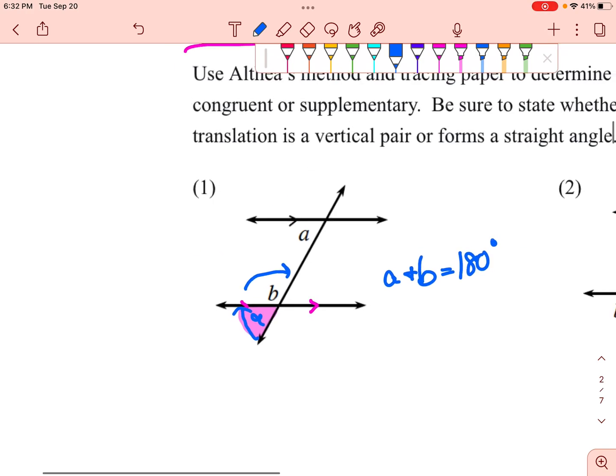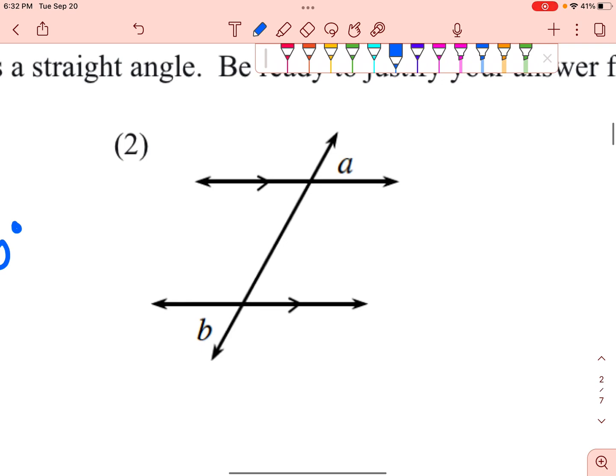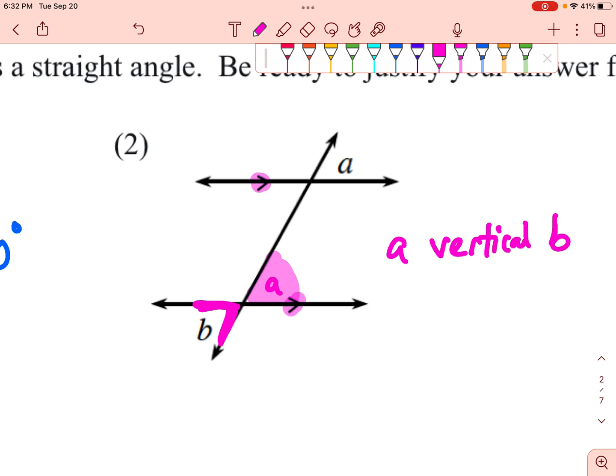Okay. Over here, let's see if A and B are equal or if they are supplementary. So I'm going to take A right here, and again, I see the parallel lines, so don't worry. And I'm going to take A and slide it down. Okay, so I know A fits in right there. And I can see that A and B are vertical, and because A is vertical with B, that means that A has to be equal to B. Okay, A is equal to B.